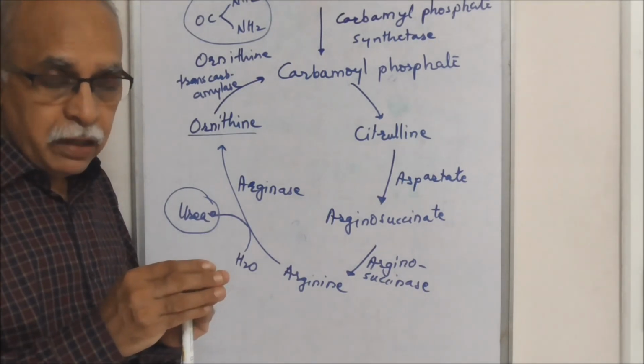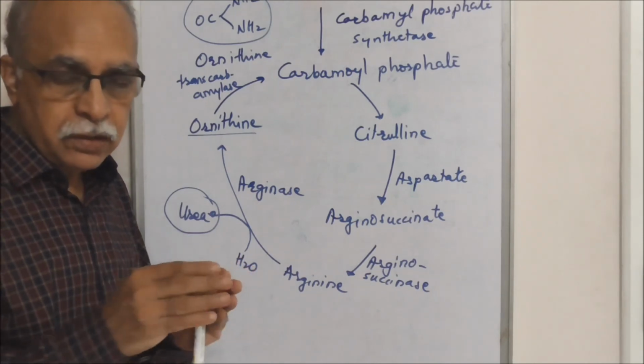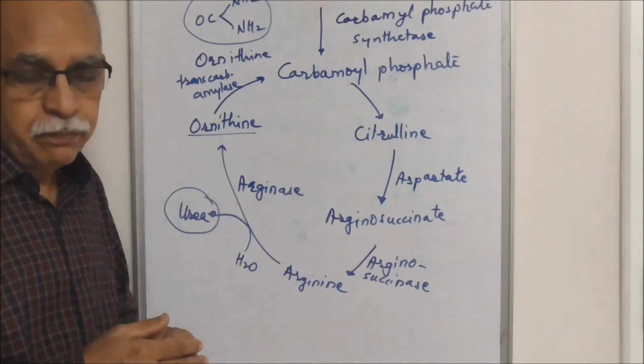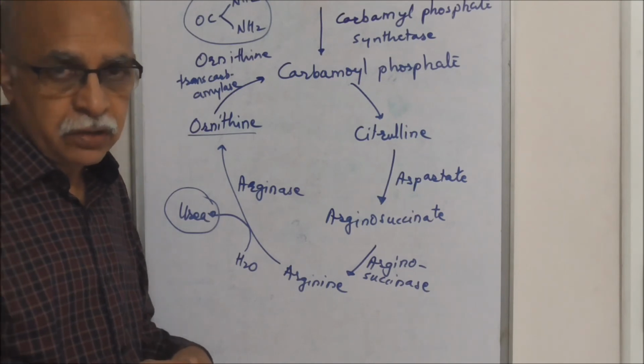Excess urea in the blood, which is called uremia, can lead to a number of complications. The majority of these are related to the functioning of the nervous system. We will talk about that maybe in later sessions.